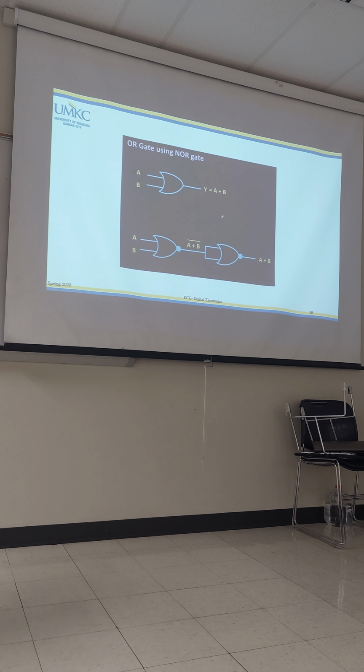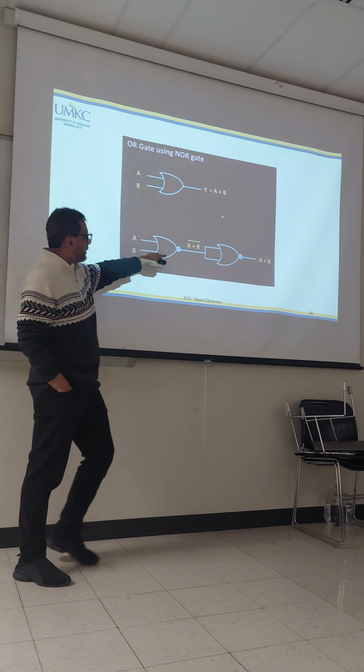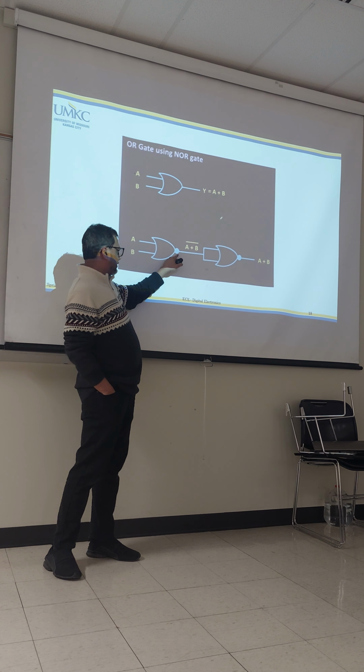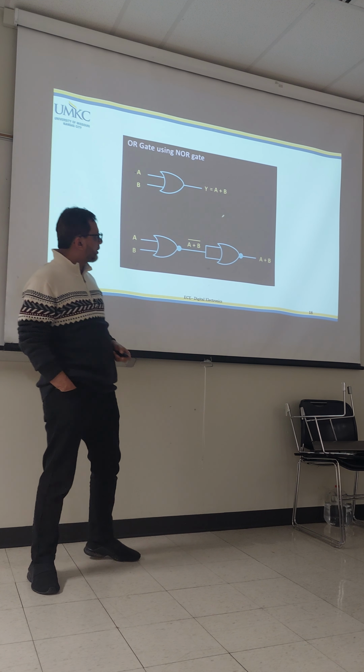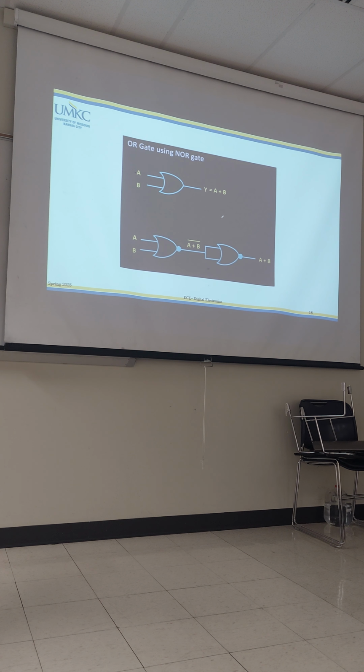Then if we go for the OR gate using NOR gate, so OR gate is A plus B. So that means if you give it to this NOR gate, it will be A plus B whole bar. Then if you give the output of this first NOR gate to the next 2 input NOR gate, it will give you A plus B, the OR operation. So to perform the OR operation, we need 2 NOR gates.